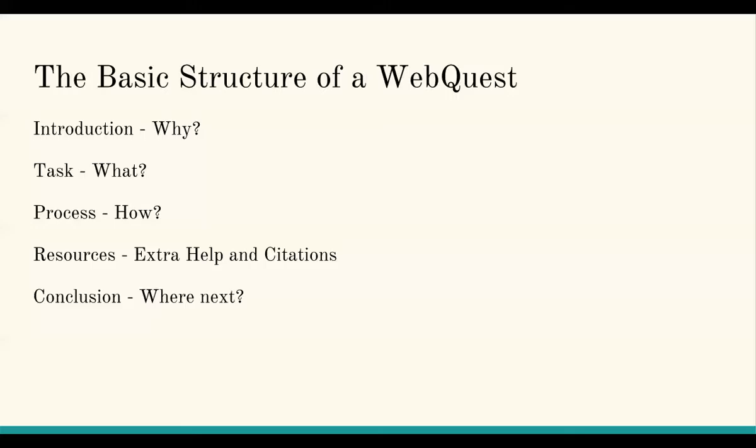Then we move on to the process. This is the page where the creator will outline the steps to accomplish the task. Here is where you will find links to the websites that the students will need to go to. This is the how part of the quest, where students will see how they will answer the overall question or accomplish the quest. There is a resources page where the creator may include some additional resources that might be helpful, in addition to citing where all of the information and any videos, graphics, and images came from.